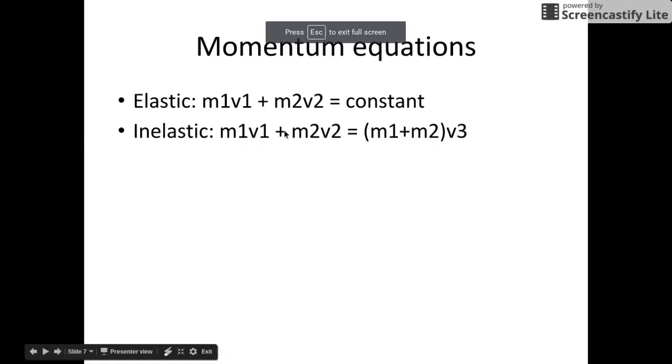Yeah, so this review: for an elastic collision, we can take the object's mass times its velocity, add to the second object's mass times its velocity, and that total number won't change.